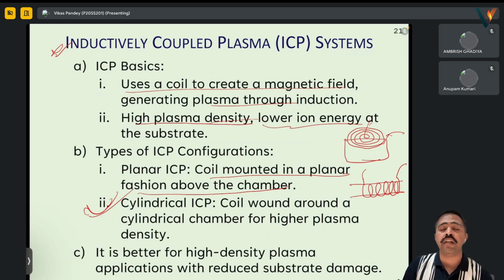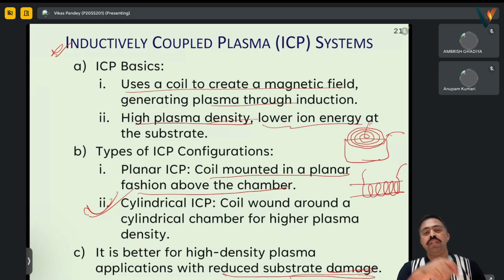So the main advantage of ICP systems is that since the density is high but energy is low, we will be able to reduce the substrate damage. It will not create too much damage to our substrate, because when we are talking about high energetic particles, they will certainly generate some damage to our substrate.